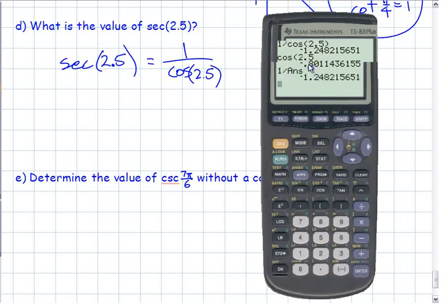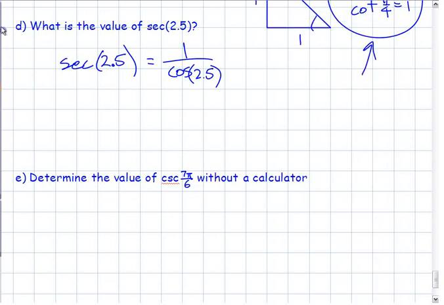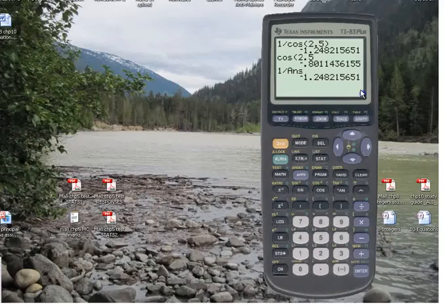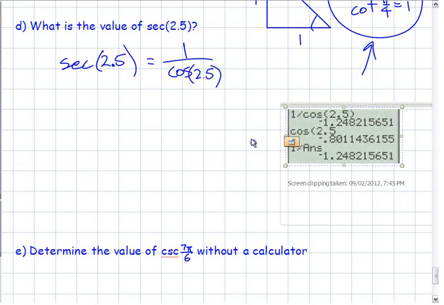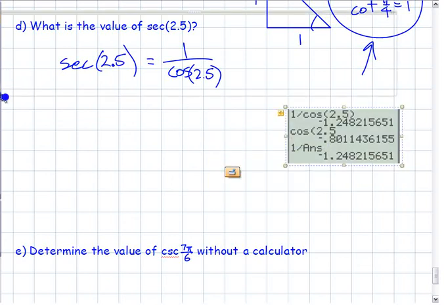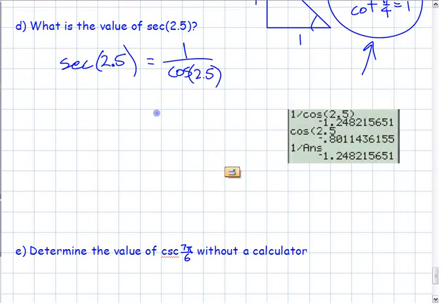Negative. Cosine's negative, so secant's negative. 2.5 is in quadrant 2, right? So let's remember this, negative 1.248. Let's actually just take a typing of this, so we can use it here as we work with this. Secant of that is 1 over this number, negative 0.8011. You do the reciprocal of the ratio, okay? You don't do the reciprocal of the angle.